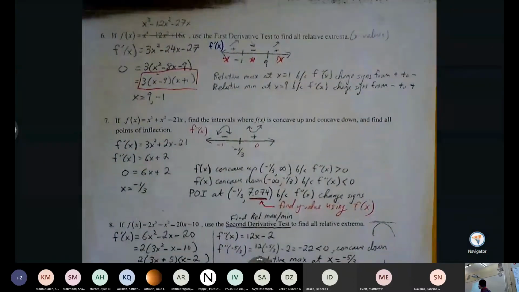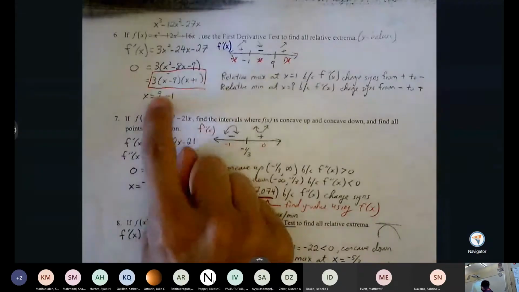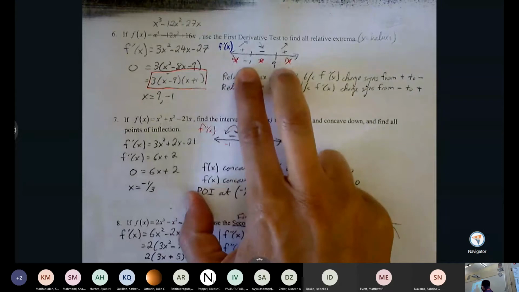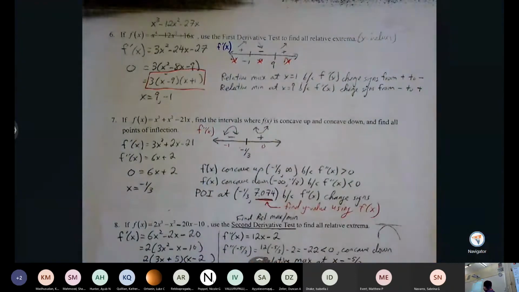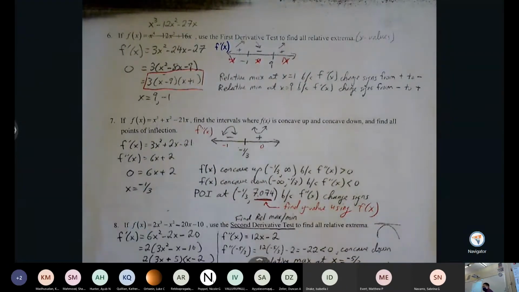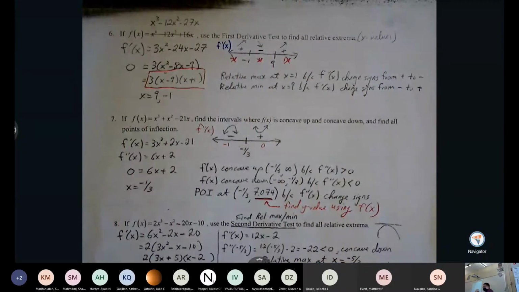So number 6 says find relative max, relative min using the first derivative test. So we find f prime, we set f prime equal to 0. We factor the 3 out, we solve for x, we get 9 and negative 1. We place those critical numbers onto our slope sign line, and then we test values in each interval. And when we test values in each interval into the derivative factored form, all we care about is: is it positive or negative? If it's positive, we know that our graph is going to be rising in that interval. If it's negative, we know the graph is going to be falling.